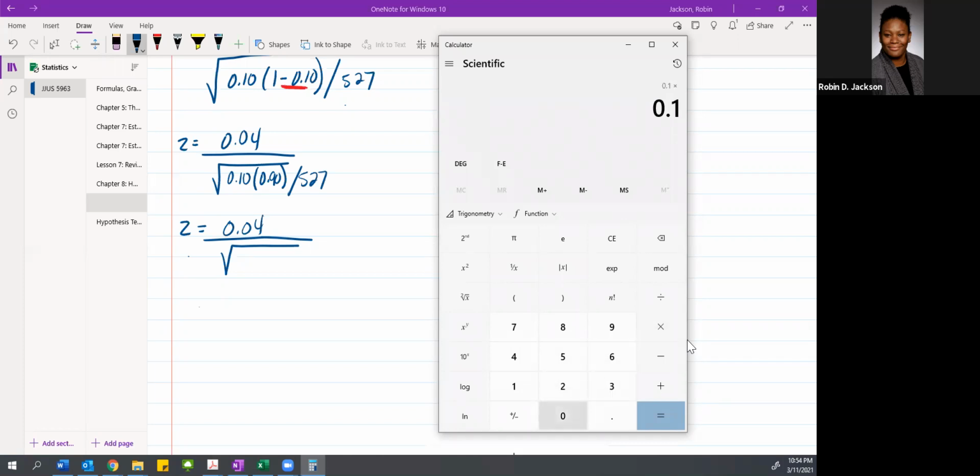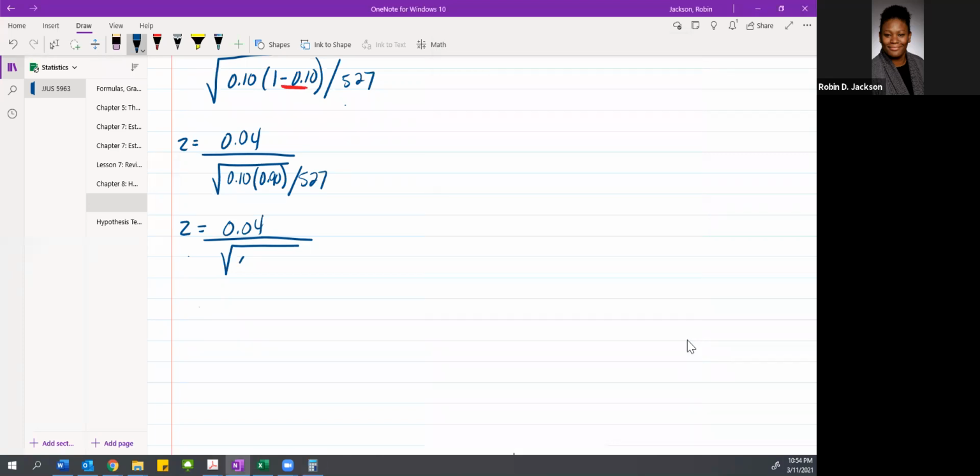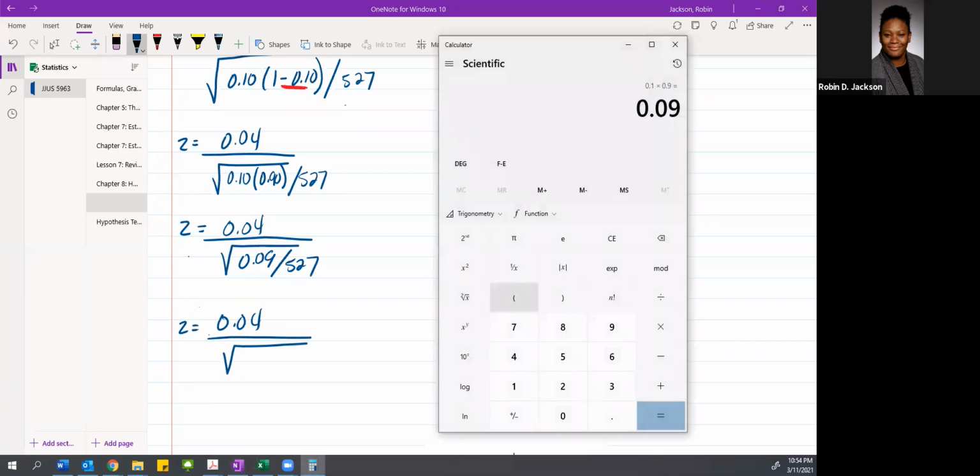So 0.10 multiplied by 0.90 is going to give us 0.09. Then we have 0.09 divided by 527. That's going to give us, let's see here, Z equals 0.04, which is then going to be divided by the square root of this outcome, which is 0.09 divided by 527. And remember, I keep going all the way out to the fourth digit.